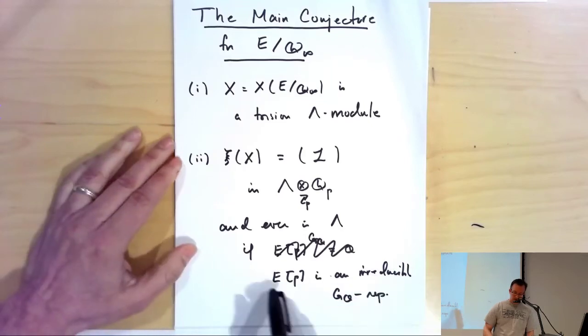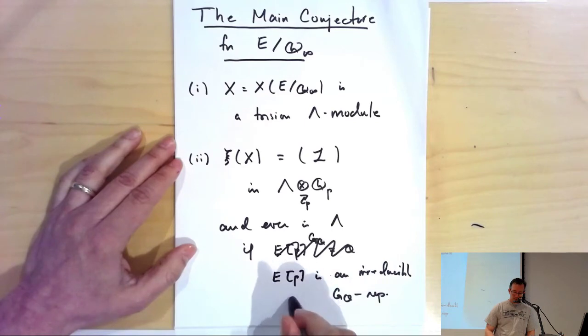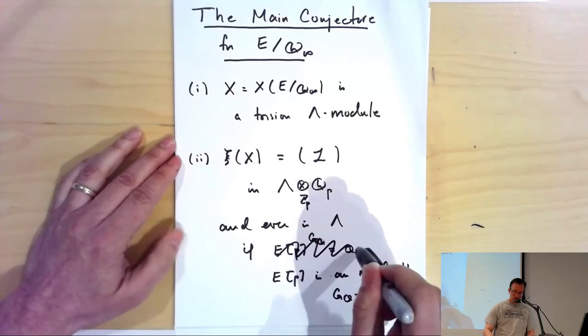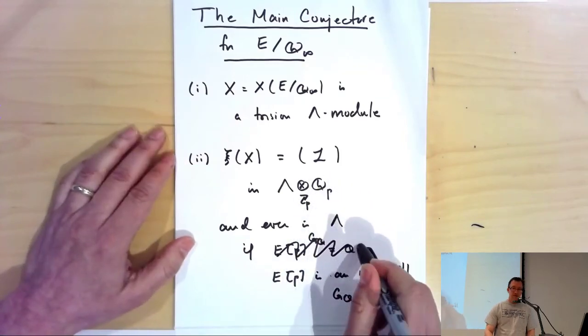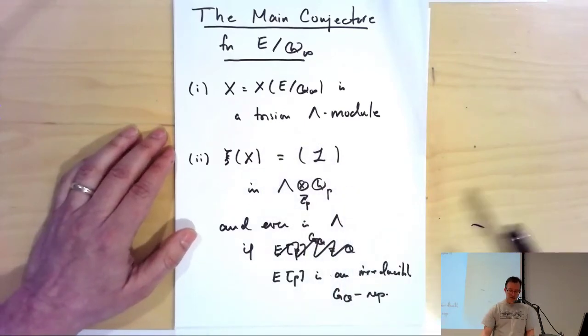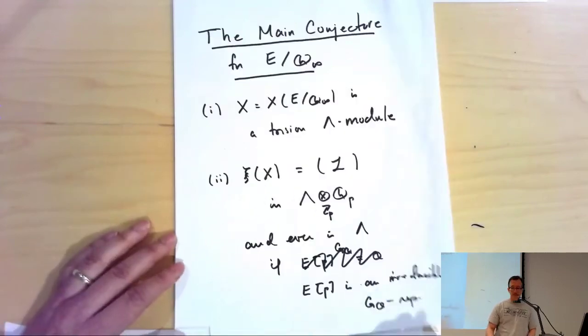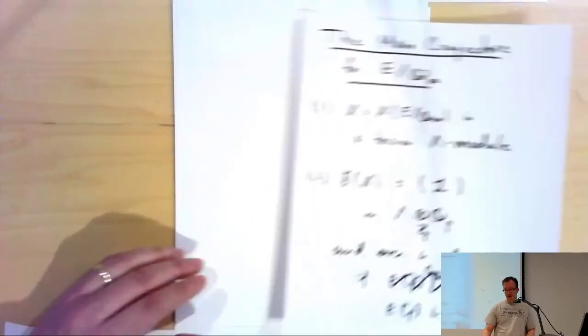And things can get kind of interesting when E[p] is not an irreducible Galois representation, and that's discussed in some detail, or at least in some cases, in a paper by Greenberg and Vatsal. And you can really have situations where, particularly if you're using the period of the elliptic curve, then you're not getting an equality in Lambda, but just in Lambda tensor Q_p. But for all intents and purposes, you can think of this as being an equality in Lambda. All right. So that's the main conjecture.